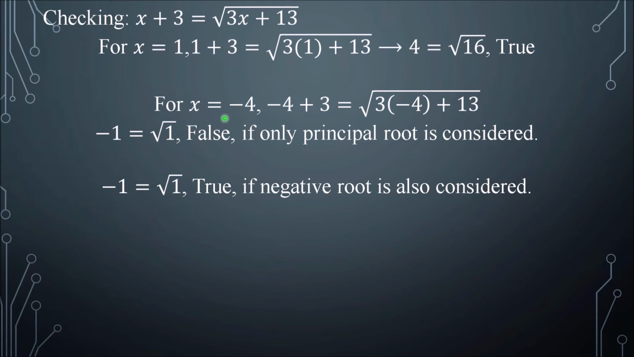Now, for x is equal to negative 4, we have negative 4 plus 3 is equal to square root of 3 times negative 4 plus 13. And negative 4 plus 3 is negative 1. 3 times negative 4 plus 13 is 1. So negative 1 is equal to square root of 1 is false if we are considering principal root only. Now, negative 1 is equal to square root of 1 is true if negative root is also considered. So it depends on the problem.